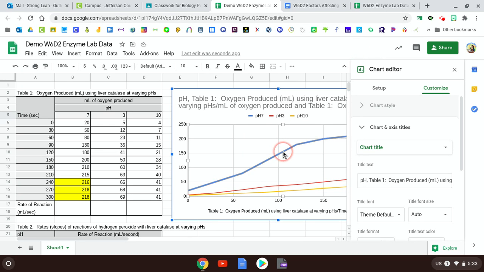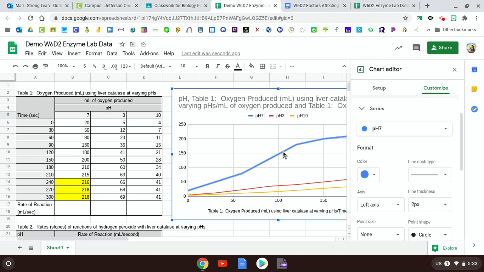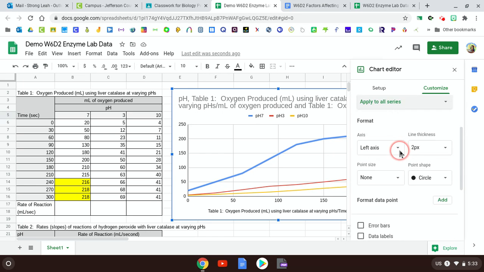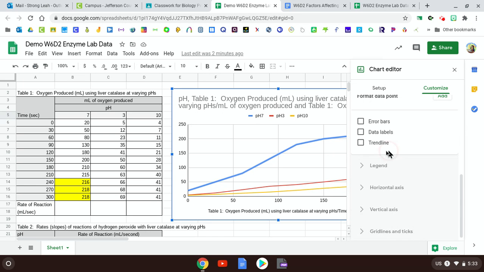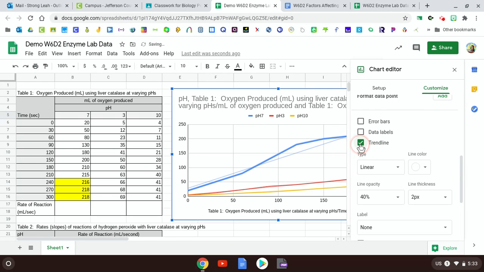I'm going to help you with the more technical stuff, and that is we need to find the line of best fit, the trend line, and then we need to get the equation for those lines. So if you click on the blue line, that's going to help bring up series. We're going to want to find a trend line for all series. So we're going to go ahead and say apply to all series. And then I'm going to scroll down here and click trend line.